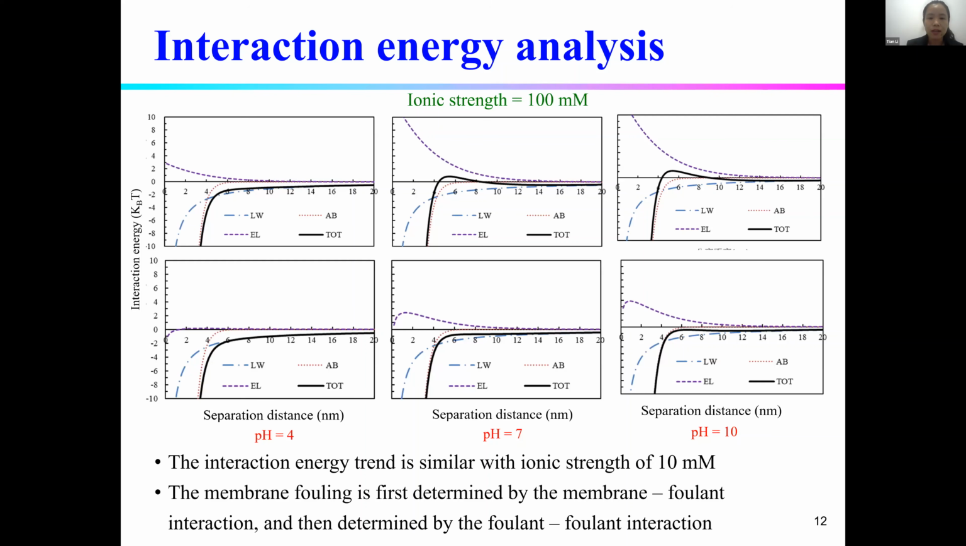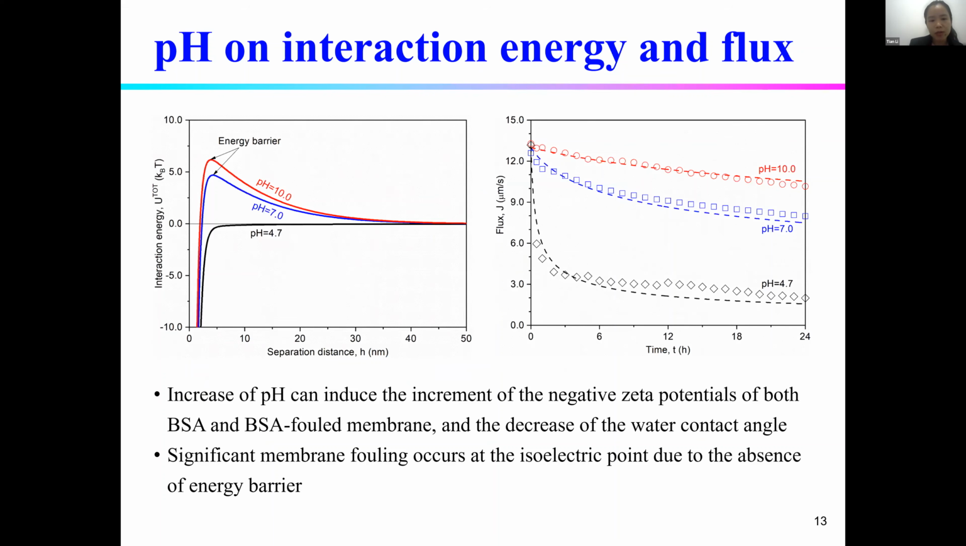Then let's go to our modeling work. We first model the interaction energy at different pH. Similar to the experimental work, we found that with the increase of pH, the electrostatic zeta potential of both the foulant and the membrane increased, and also the water contact angle decreased. And when the pH is at the isoelectric point, significant membrane fouling is induced, which may be due to the absence of the energy barrier.